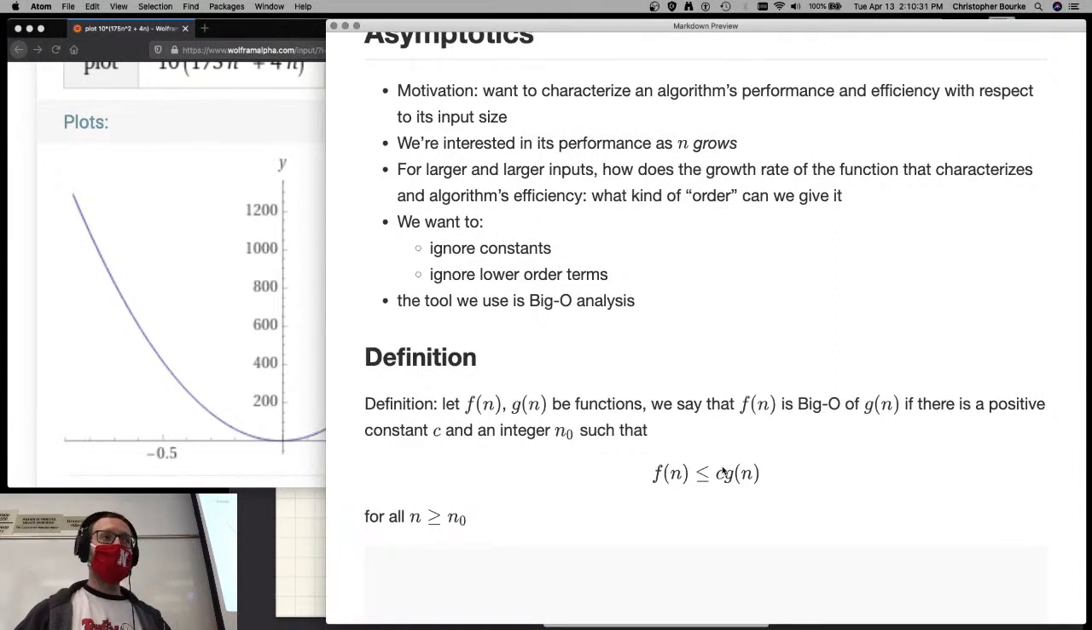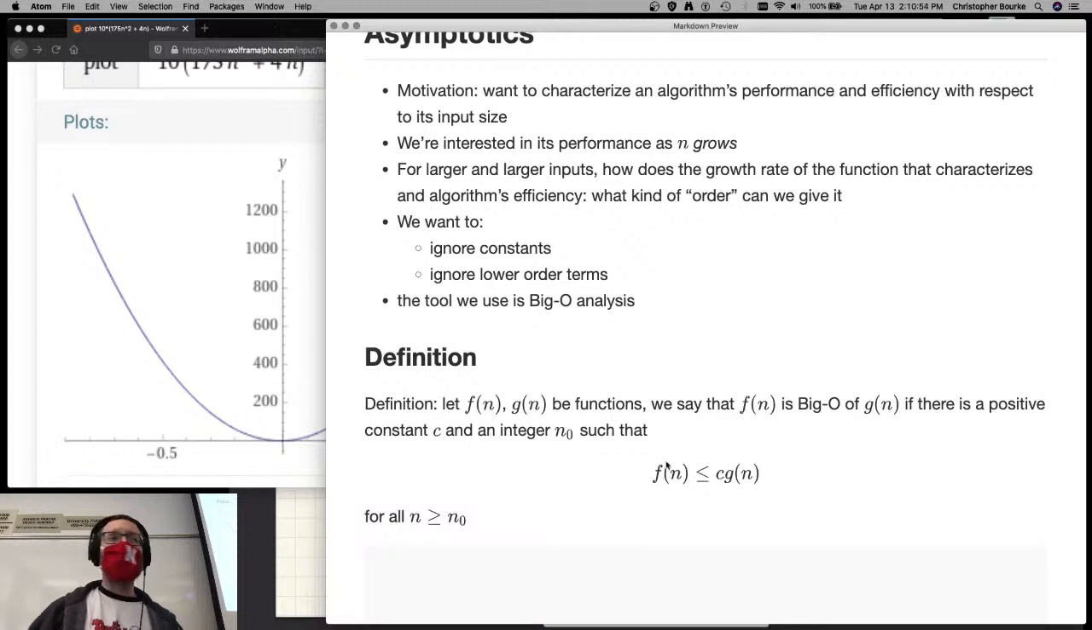It's saying that after some point, if you want to go ahead and change this curvature a little bit, it doesn't matter because it only changes the crossover point. After some point, this function is always going to stay on top of that function. Therefore, this function is big O of this function. And take away the intuition here of the less than or equal to.